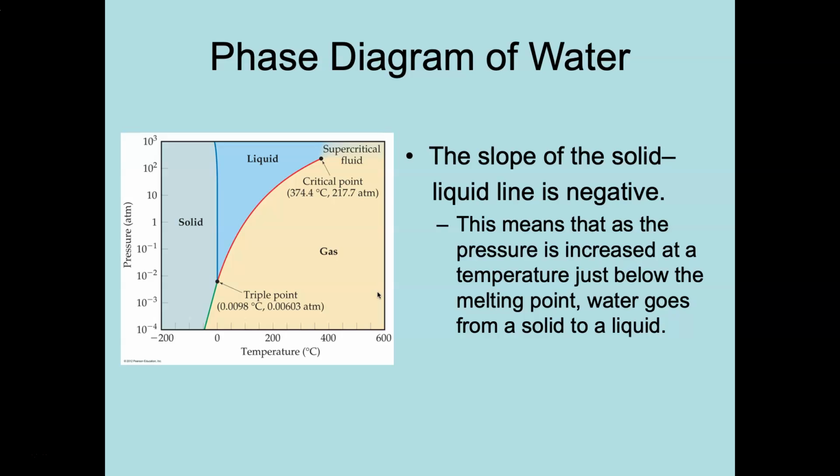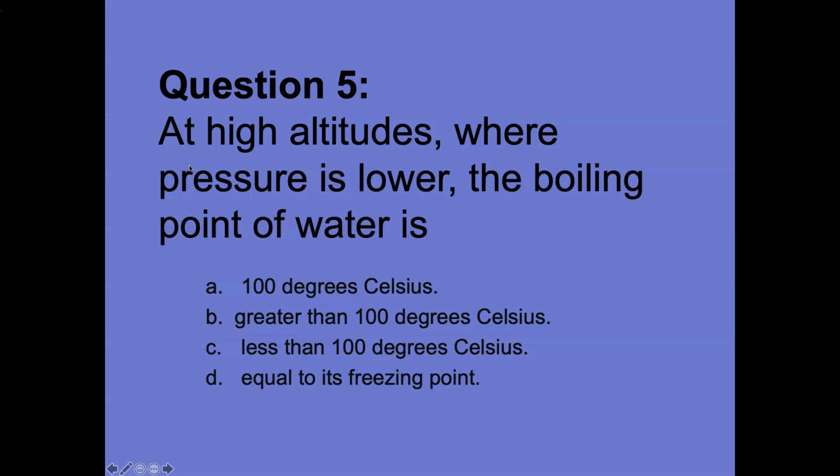What it means is that as we increase pressure, the water goes from a solid to a liquid. Just as we increase pressure, the temperature below the melting point, so think like, here. Instead of this line going backwards is very odd. It's not supposed to do that. So as we increase pressure, we're supposed to see solid become liquid. But as we do that in water, we actually see liquid become solid. Very odd. All right. At higher altitudes, where pressure is lower, the boiling point of water.